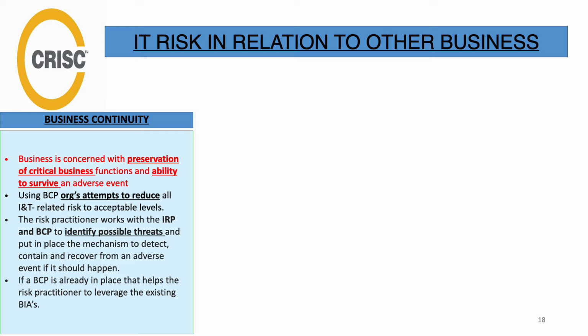The risk practitioner collaborates with the incident management and business continuity team to identify potential threats and set up the mechanism to detect, contain, and recover from an adverse event if it should occur, even though the controlled effort of IT risk management may not be able to prevent a failure. An established business continuity capability can serve as a starting point for the risk management effort when it is available. This is because business impact analysis has already identified key processes, business criticality, and what the organization has determined to be acceptable, and by inverse, unacceptable losses to the enterprise.